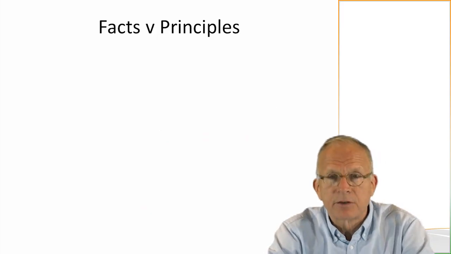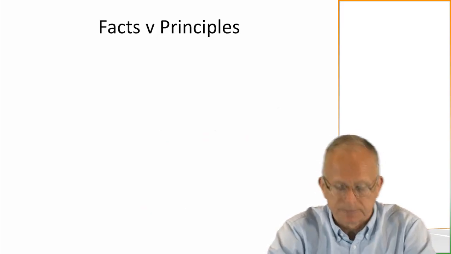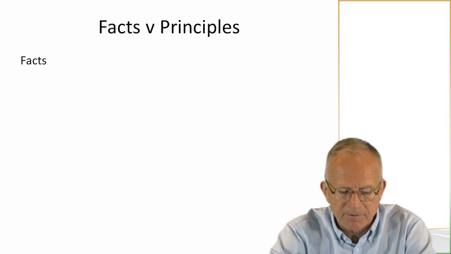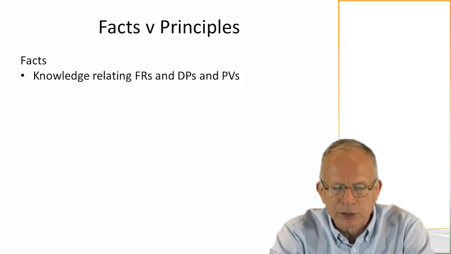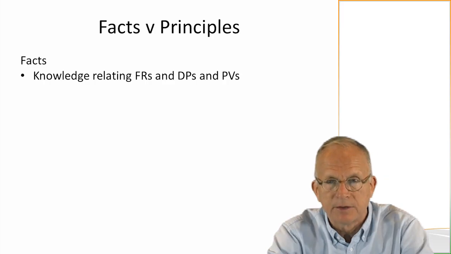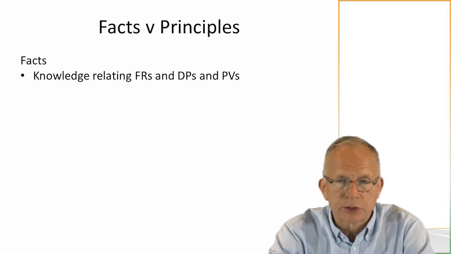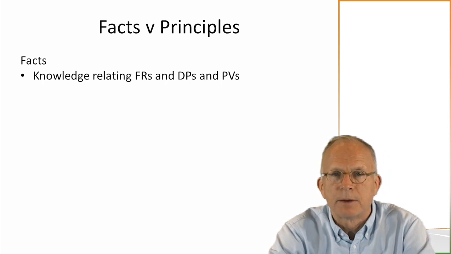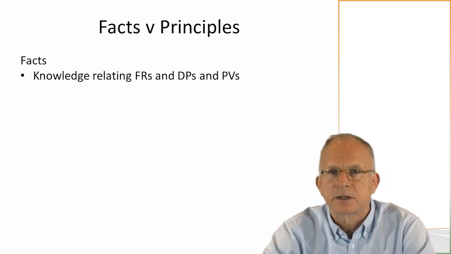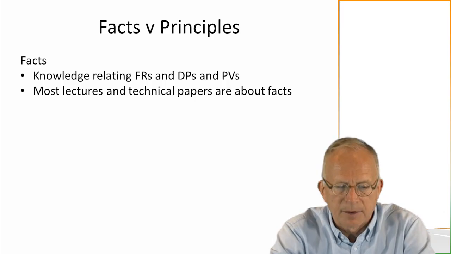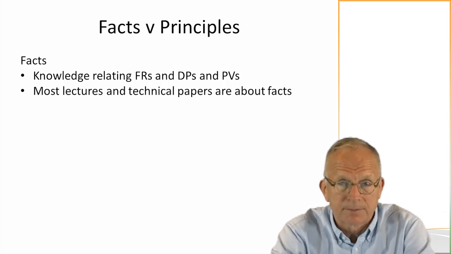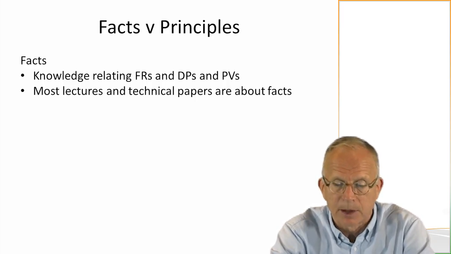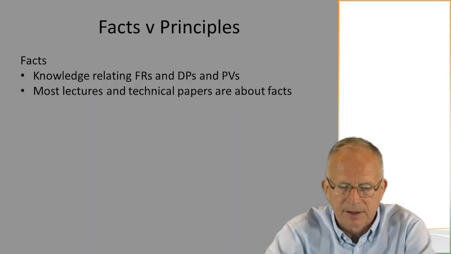So first, let's consider facts versus principles. Facts. This is knowledge relating FRs and DPs, or DPs and PVs. So this is where researchers have set up experiments to discover what the relationships might be in these situations. Now, many of the lectures and technical papers are about facts.